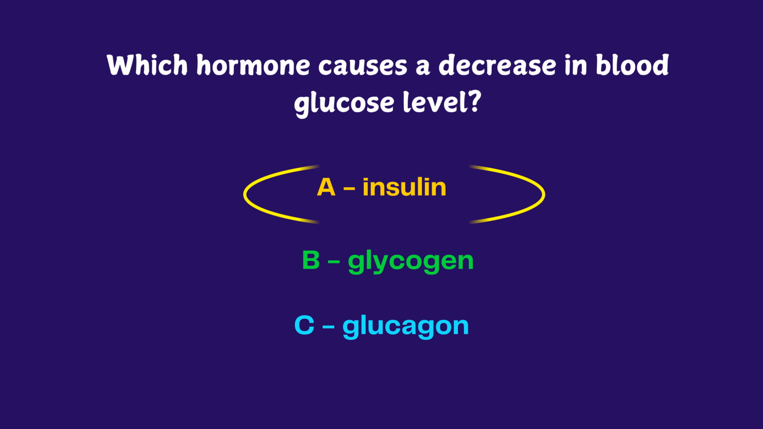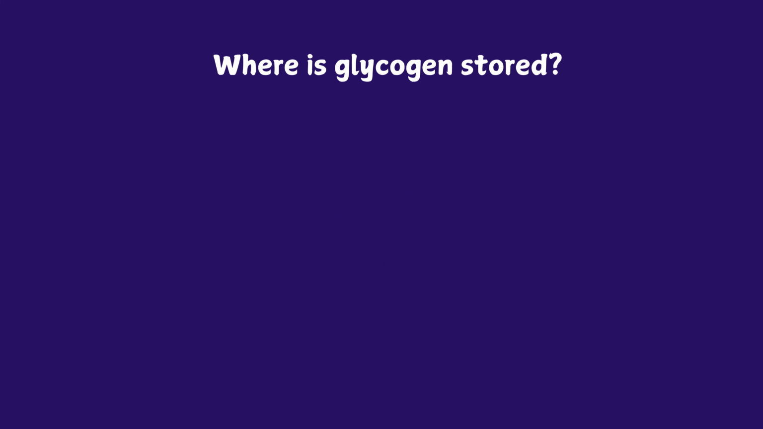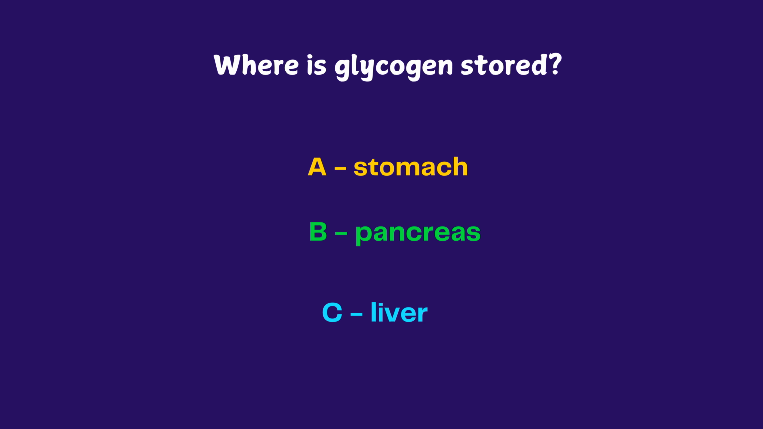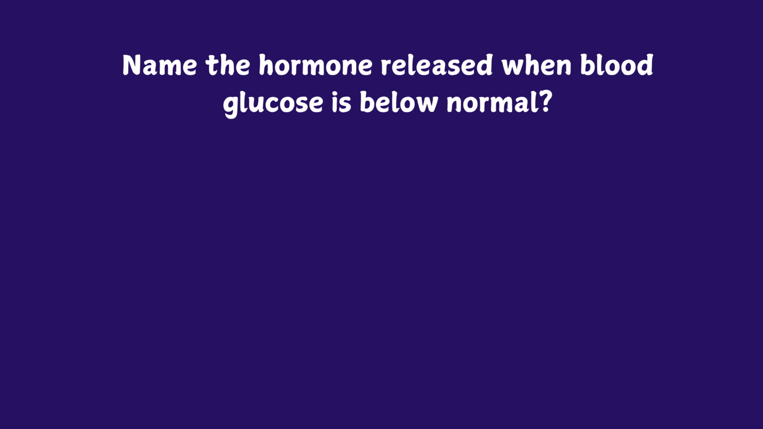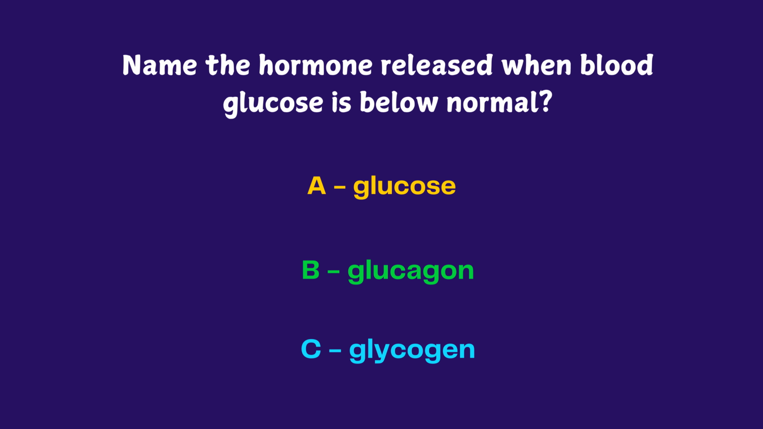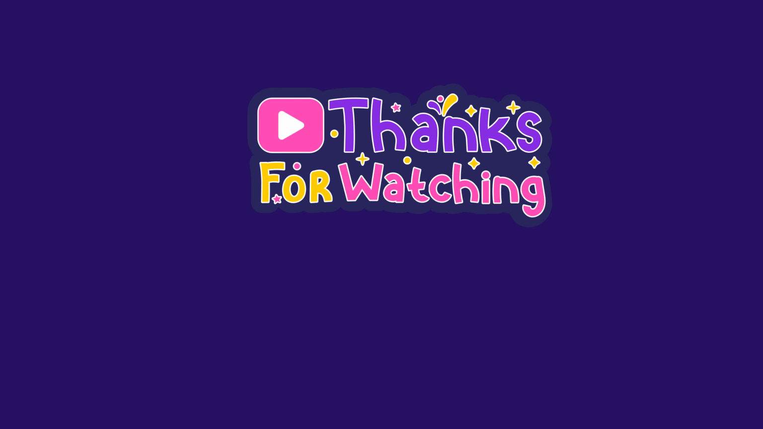The answer is insulin. Where is glycogen stored? Is it A, in the stomach, B, the pancreas, C, liver? Liver. Name the hormone released when blood glucose is below normal. A, glucose, B, glucagon, C, glycogen. The answer is glucagon.